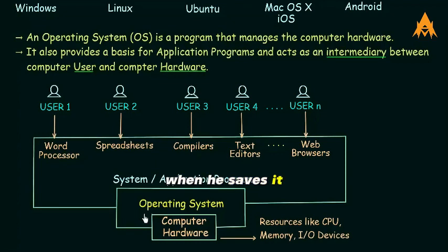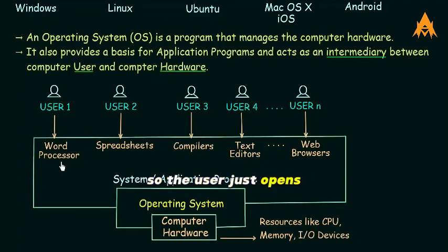When he saves it, the operating system tells the computer hardware where to save it, and how to save it, and how much memory to allocate for saving it, and everything is done by the operating system. So all those manual things which we otherwise had to do in the absence of an operating system is now done by the operating system, and it becomes very easy for the user to use the computer system.